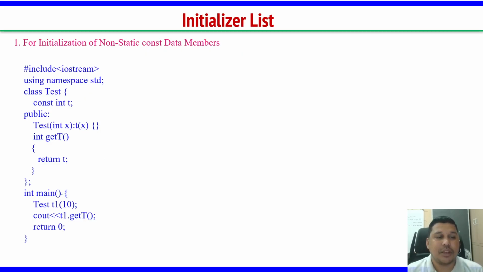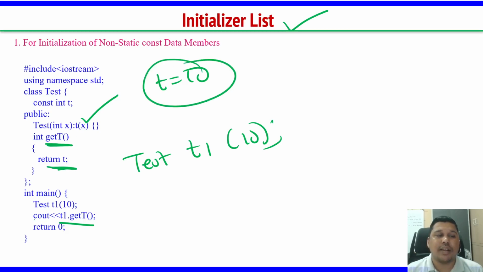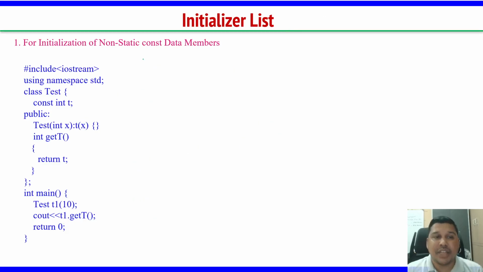See what happens here. In main, I'm creating an object Test t1 of 10. So this parameterized constructor, which is defined as an initializer list, will get executed. It means t will contain 10 with this statement. Then I am writing t1.getT, which is a public function, so I am calling it. It will return t. What is the t value now? 10. So I will get 10 as the answer. Just a simple demonstration. But the important point here is that if there is a constant data member, we have to use the initializer list only. We cannot do that using a constructor.